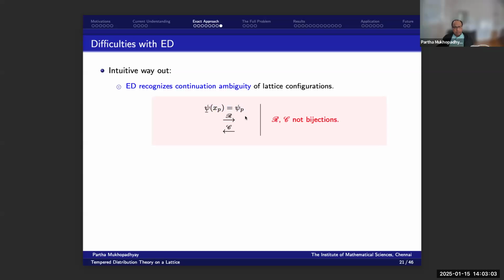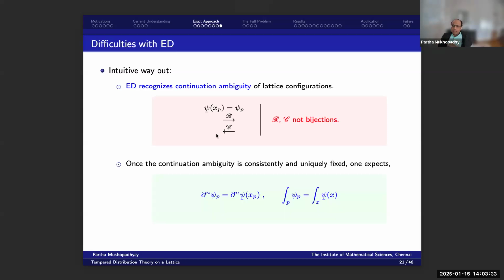Now there's a huge amount of ambiguity because there are an infinite number of functions that you can write which will give you the same result, because between two lattice points you can do whatever you like. So the inverse map, which is the continuation, given a lattice configuration, can you find the continuum configuration? These two maps, restriction and continuation, are not bijections in general. So one would wonder, can we find a characterization of the space of functions such that these maps are bijections? And if these maps are bijections, then these relations will follow.